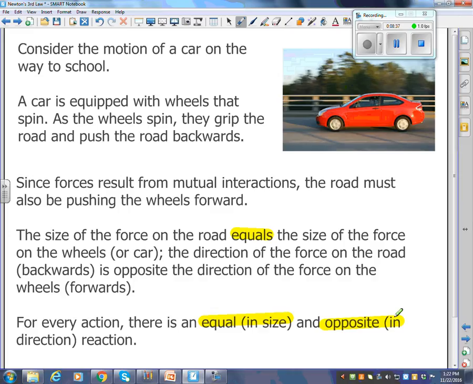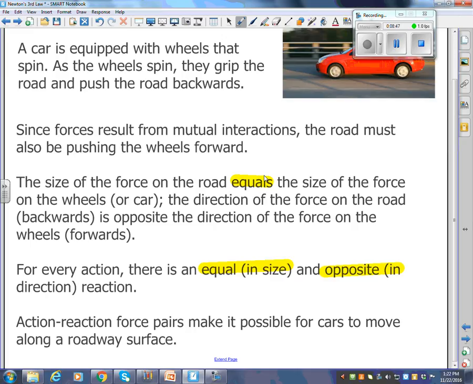How come I move forward but the floor doesn't move backwards? It's bigger, way bigger. Look how big it is. And it's attached to the walls. Action-reaction force pairs make it possible for cars to move along a roadway surface.